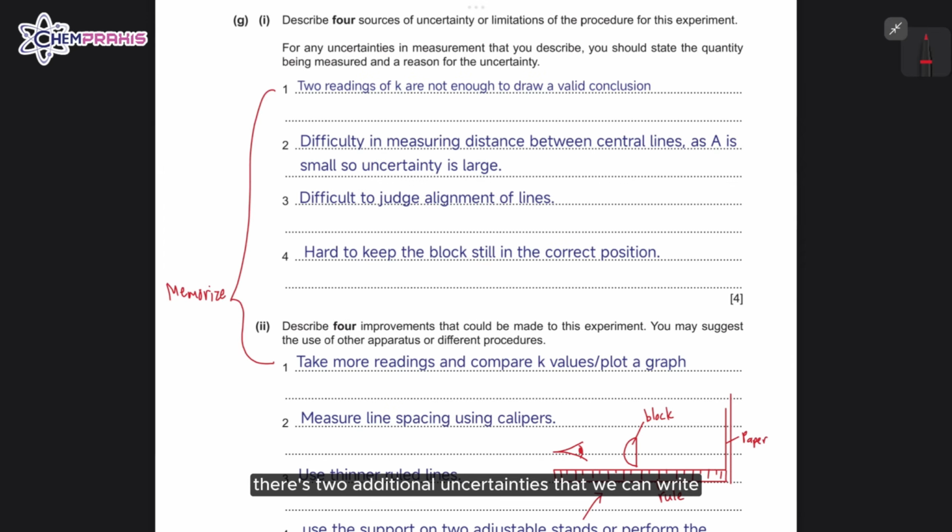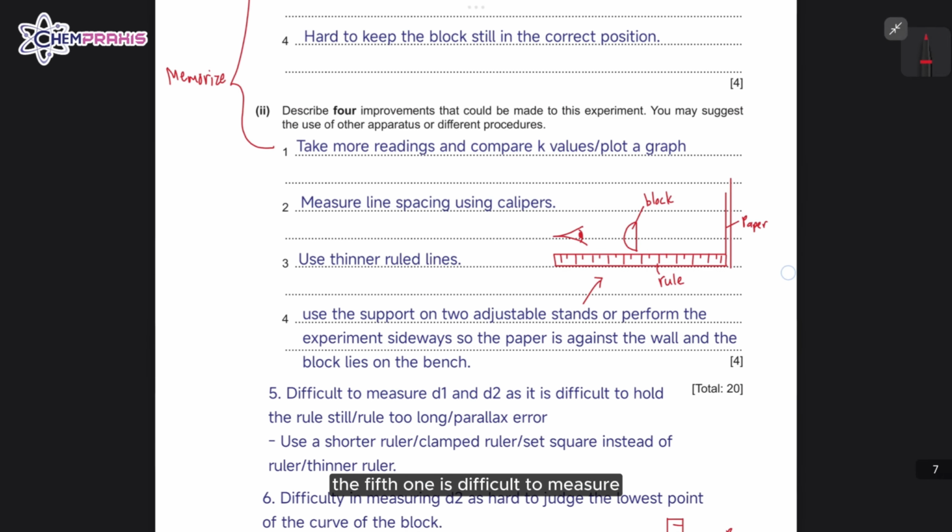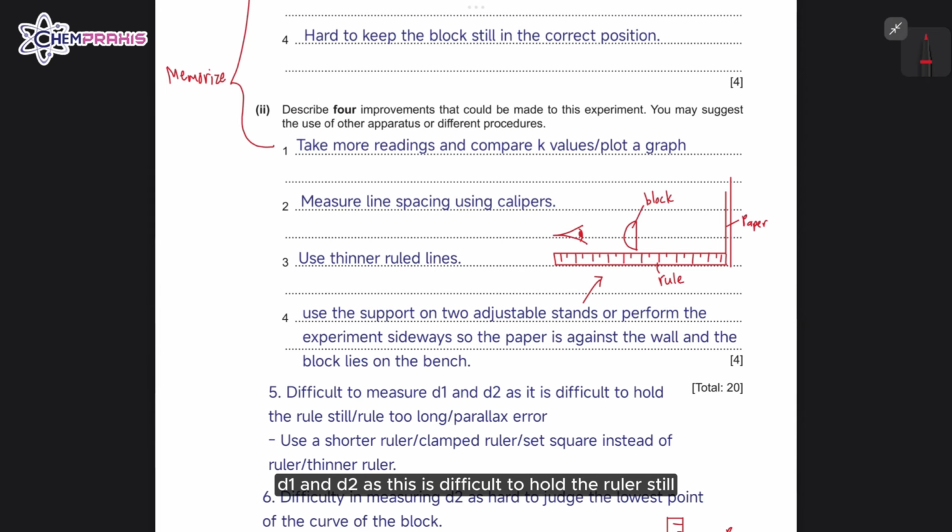There's 2 additional uncertainties that we can write. The fifth one is, difficult to measure D1 and D2 as it is difficult to hold the ruler still, or ruler too long, or parallax error. And its improvement is, use a shorter ruler, or clamped ruler, or set square instead of the ruler, or use a thinner ruler.